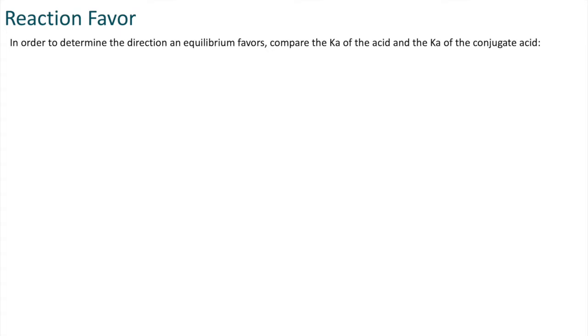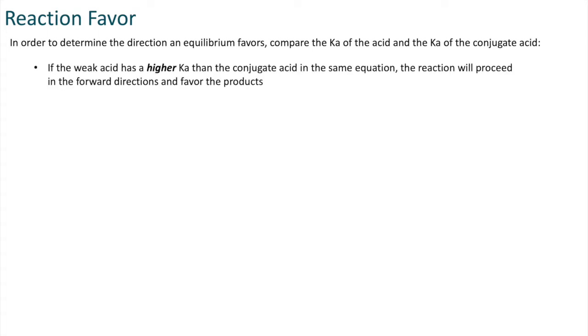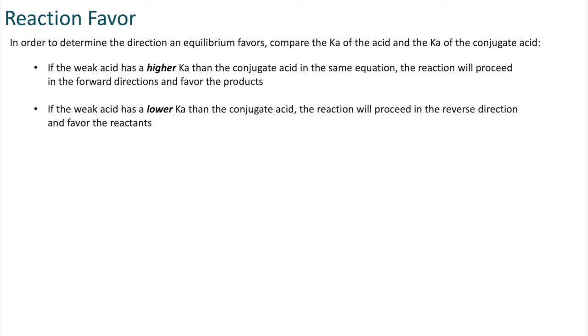In order to determine the direction the equilibrium will favor, we can compare the Ka of the acid with the Ka of the conjugate acid. If the weak acid has a higher Ka value than the conjugate acid in the same equation, the reaction will proceed in the forward direction and favor the products. If the weak acid has a lower Ka value than the conjugate acid, the reaction will proceed in the reverse direction and favor the reactants.